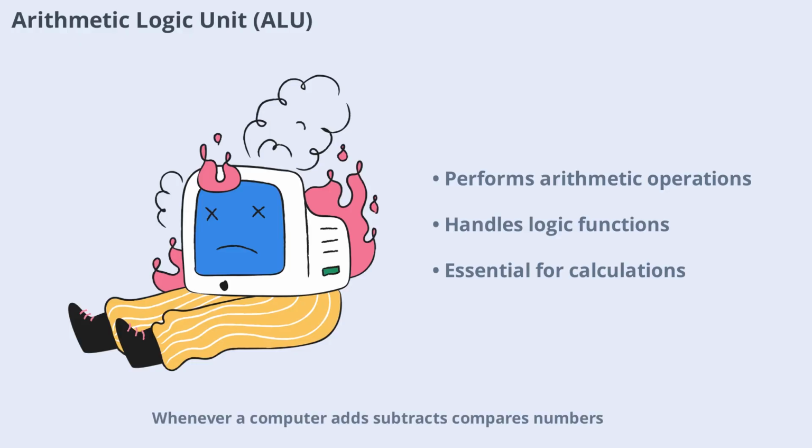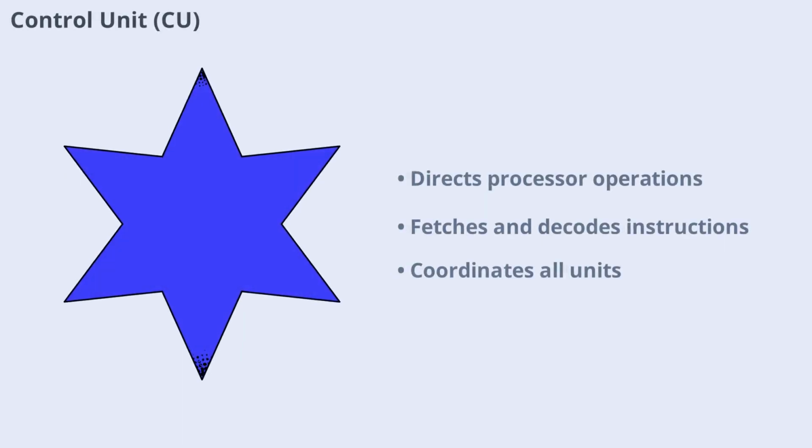Within the CPU, the Arithmetic Logic Unit, or ALU, is responsible for all arithmetic and logical operations. Whenever a computer adds, subtracts, compares numbers, or makes logical decisions, the ALU is at work. It handles basic calculations and complex operations alike, making it a critical component for data processing and decision-making within the CPU.